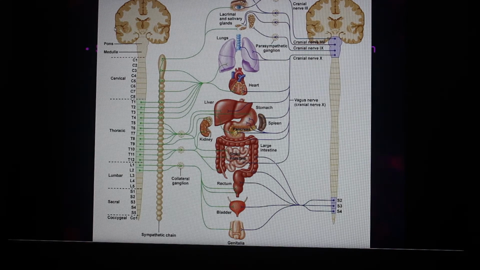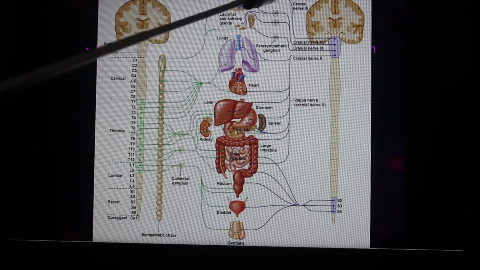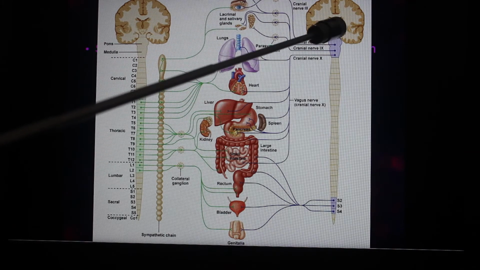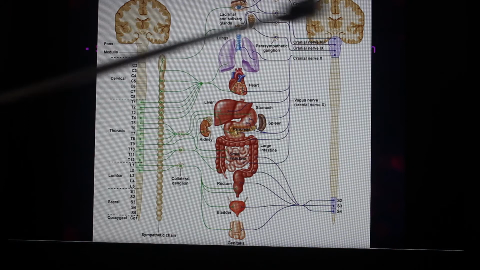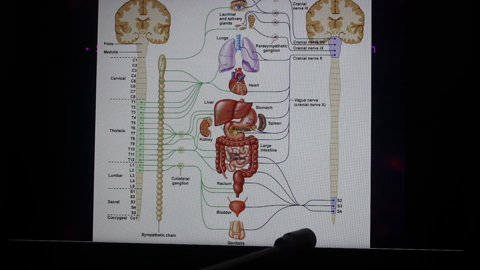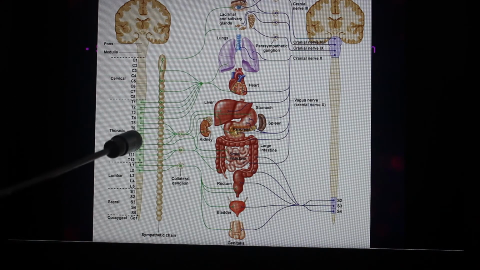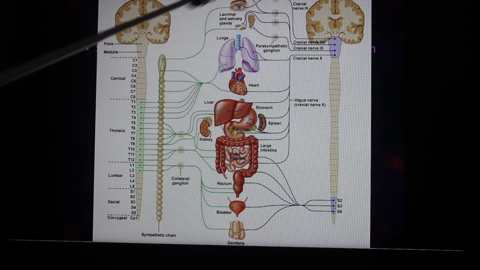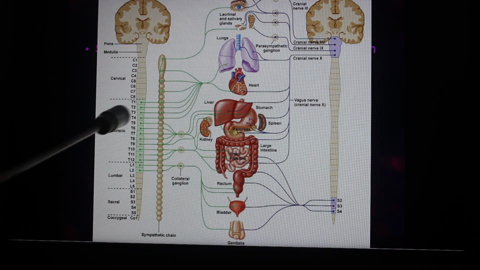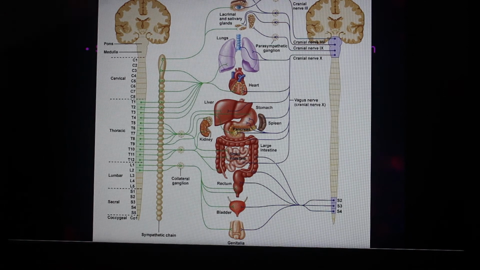As you can see here, we have the parasympathetic system acting on different organs, and this is how the parasympathetic system nerves come and meet with the organs. And you can see the sympathetic system nerves coming and meeting with the organs, and they dominate these organs antagonistically according to the needs of the internal environment of the body.